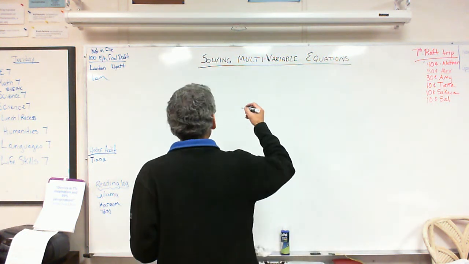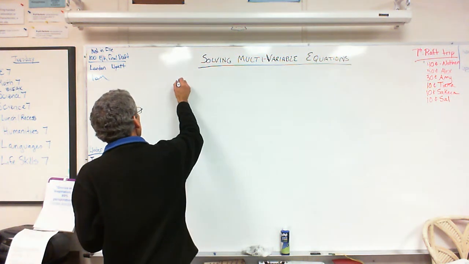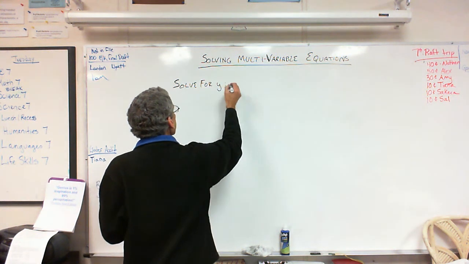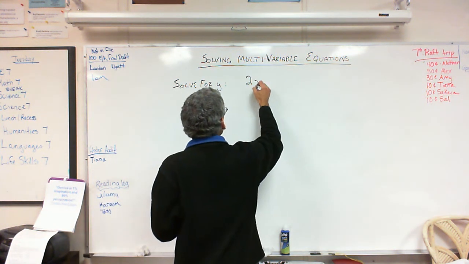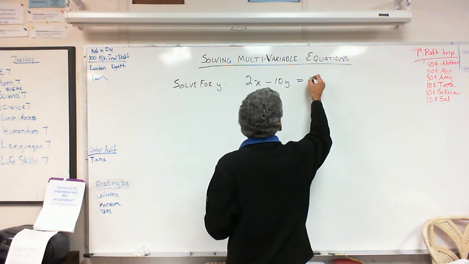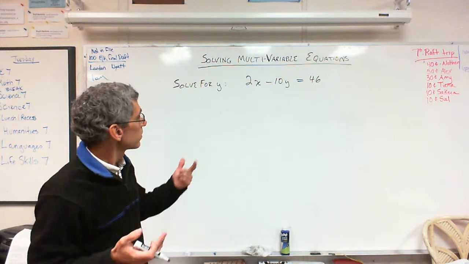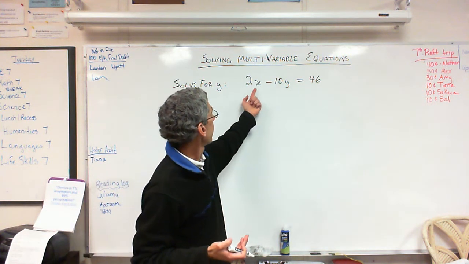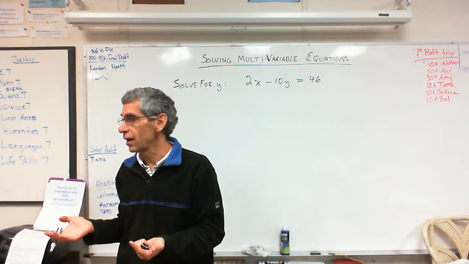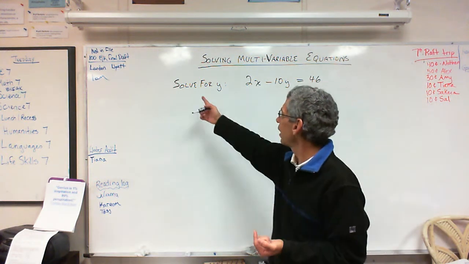So, for example, if I had this and it said solve for y, and I had 2x minus 10y equals 46. All right. Is that a multivariable equation? I have an x and I have a y. Anything more than one variable means I have a multivariable equation, right? And it's saying solve for y.